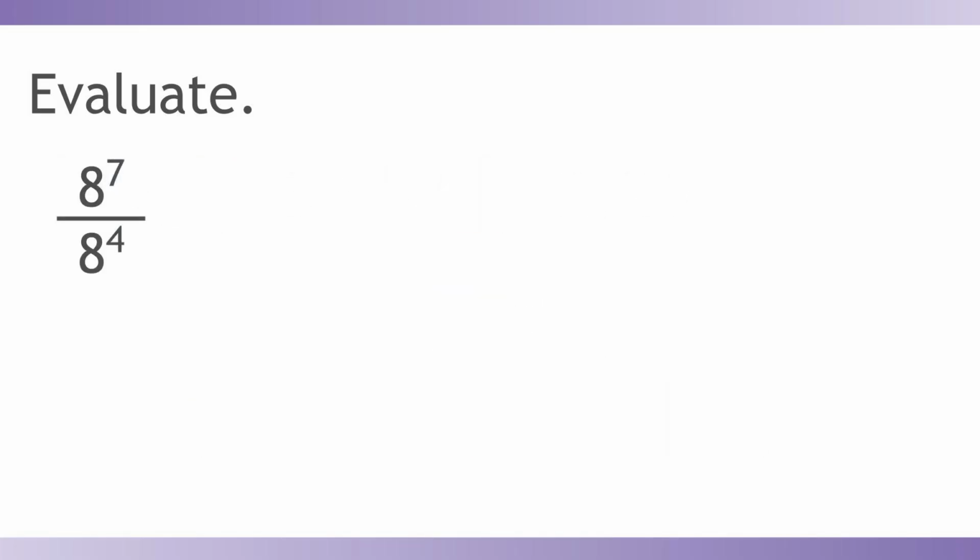Evaluate 8 to the seventh power over 8 to the fourth power. Since we're dividing powers with the same base, we'll subtract the exponents. 7 minus 4 is 3, and 8 to the third power is 512. But why does this work?